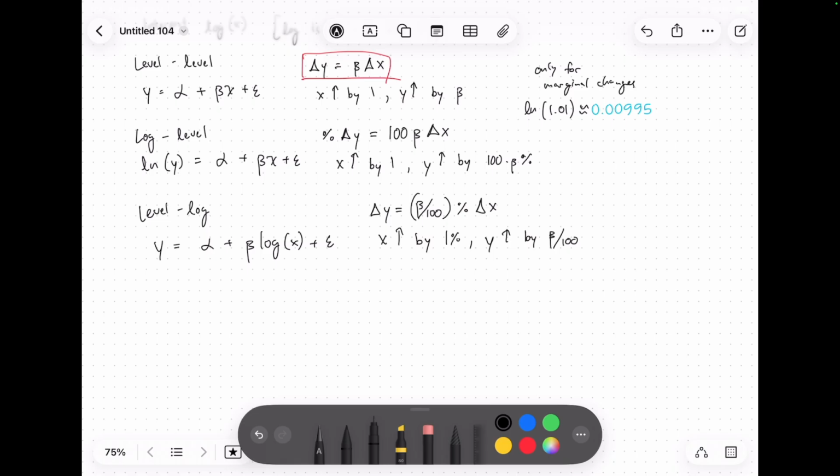And the last one is log-log. This is ln of y is equal to alpha plus beta log x. I'm writing ln's and logs, but they're all ln's. Sorry.